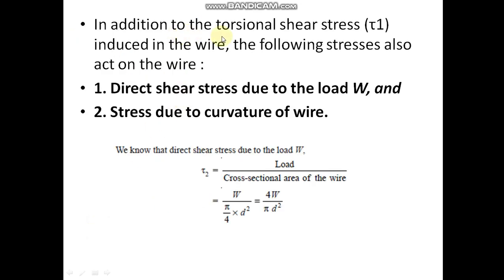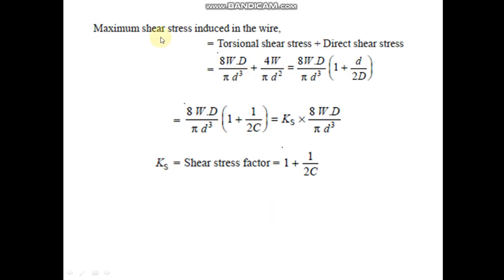In addition to torsional shear stress, the following stresses also act on the wire. First one is direct shear stress due to load W, and then shear stress due to curvature of the wire. So first one is direct shear stress, which is tau 2, load upon area. Load is W, area is pi by 4 d square, so it is 4W by pi d square. So we will add the maximum shear stress, torsional shear stress plus direct shear stress. 8WD by pi d cube we have derived earlier, 4W by pi d square we have derived, and we will simplify it. You do not have to go for the derivation.